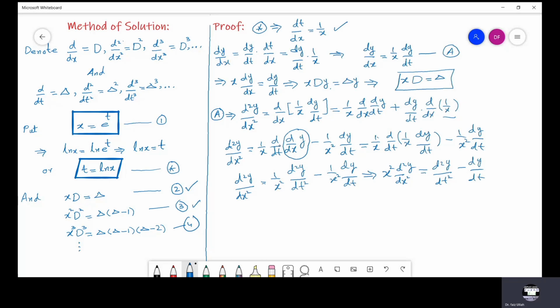And now let us use our notations. So we have x²D²y is equal to Δ²y minus Δy. And from this we can see that x²D² is equal to Δ(Δ minus 1). And that is the required result number 3. Similarly, we can prove result number 4 and so on.